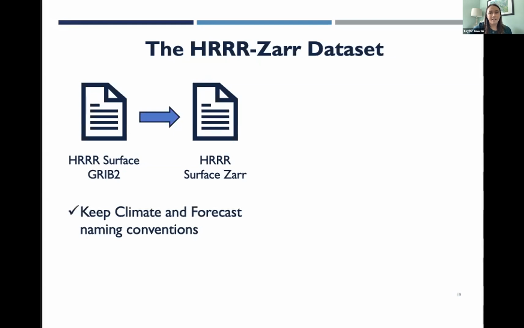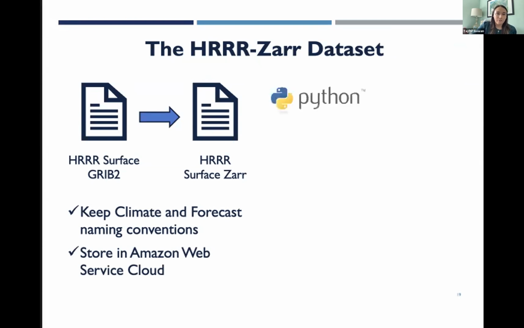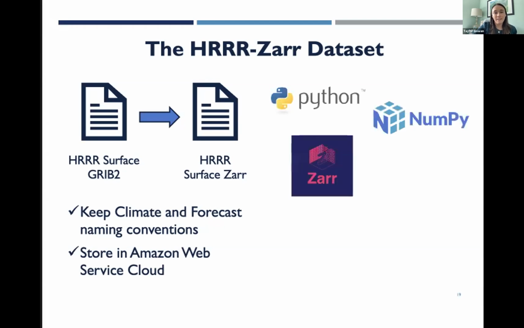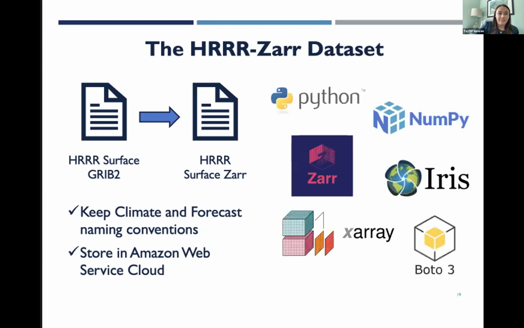Since many GRIB2 and NetCDF users are familiar with the Climate and Forecast naming conventions, we wanted to continue to use them in the HRRR Zarr dataset. We chose the Zarr format for our HRRR dataset for several reasons, but just to drive this point home, one of the main reasons was its ability to be stored and easily accessed in the Amazon Web Service Cloud using that S3 service. To make these file conversions, we use Python, with supporting libraries such as NumPy, Zarr, Iris, Xarray, and the Amazon Web Service Boto3 Python library.